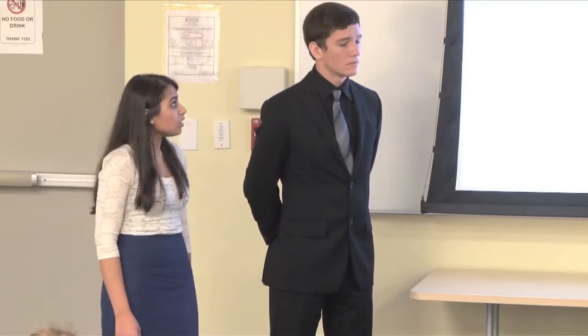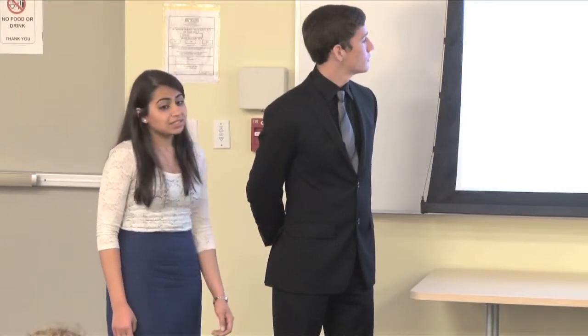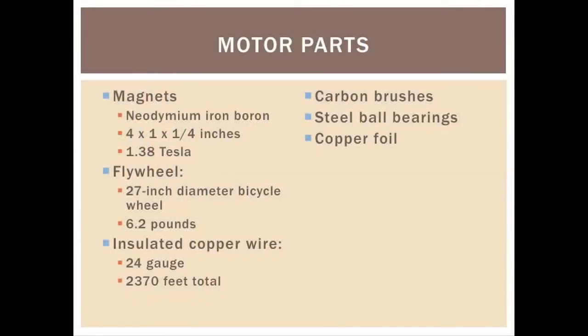The next thing that we chose was insulated copper wire. So as Austin just mentioned, we chose the 24 gauge wire, and we selected a total of 2,370 feet. Some other parts that we chose were carbon brushes, steel ball bearings, and copper foil.